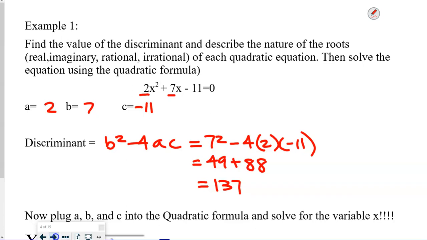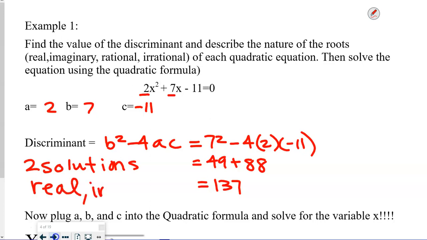Now that is a positive number, but if I take the square root of 137, it's not a perfect square. 137 is not a perfect square. So we have two solutions here, right? And they are real solutions, because it's not a negative number under there, and they are irrational. And they are irrational, again, because it's not a perfect square, basically. That's what determines that it's irrational, okay?